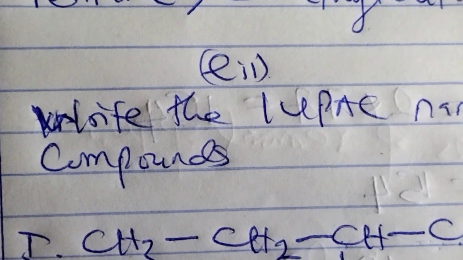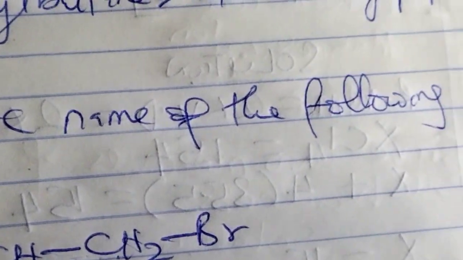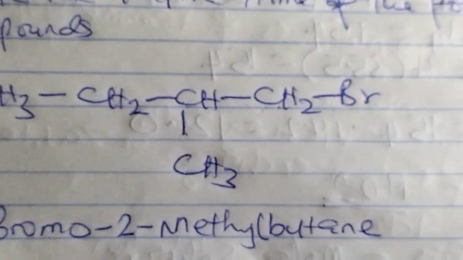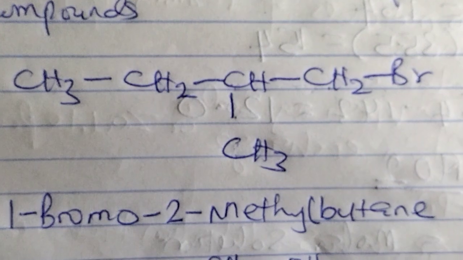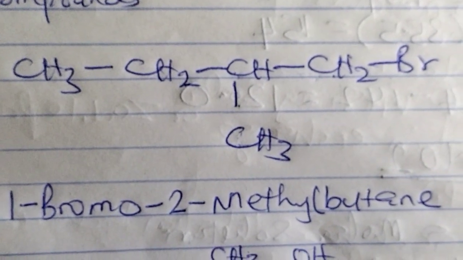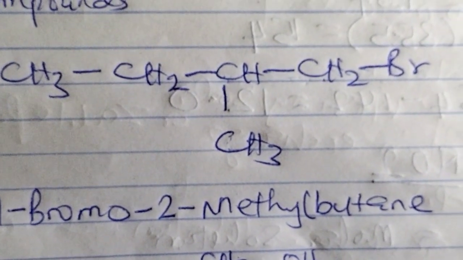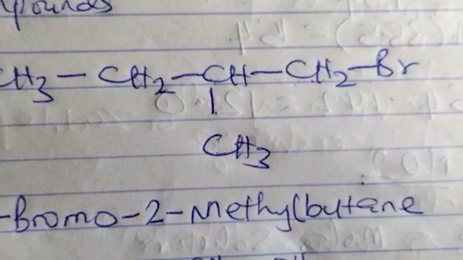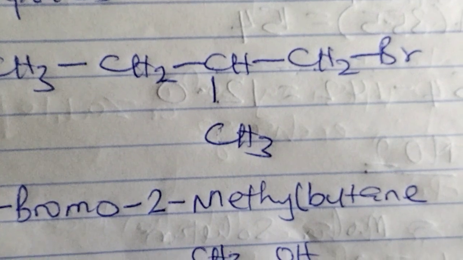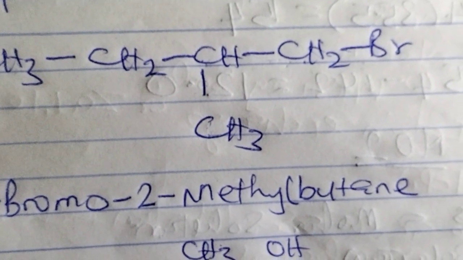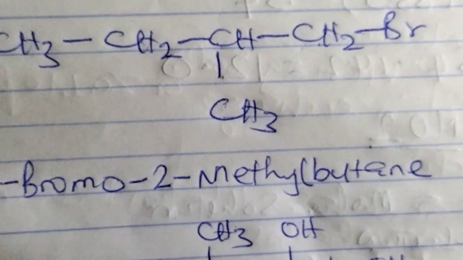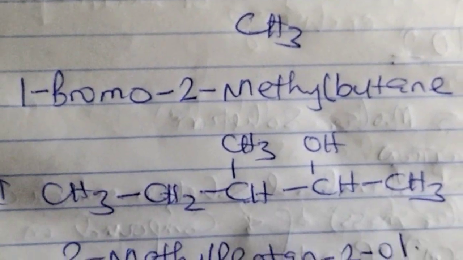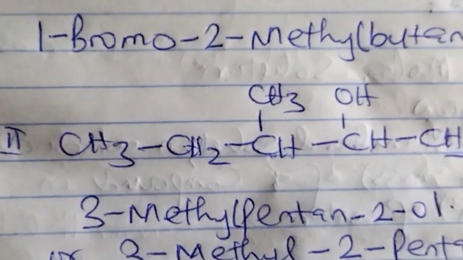Move to the next question. EII says, write the IUPAC name of the following compounds. Look at the first compound there very well. The IUPAC name of that compound is 1-bromo-2-methylbutane. Look at methyl and butane. The two words are joined together, no spacing. So look at the word very well. No error in it.